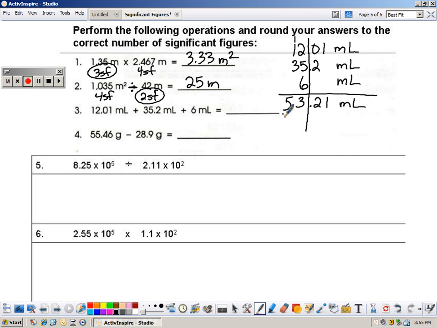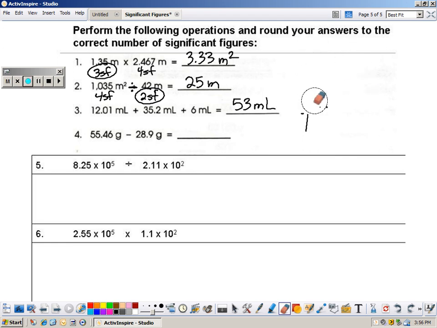So we know we're going to keep these two. We have to use the 2 to decide whether we round the 3 up or leave it. Okay, as we look at the 2, it's less than 5, so we have to leave the 53 a 53. The 3 stays the same. So 53 milliliters. So we rounded to the nearest whole number. Okay, so that's done. So we round to the lowest number of decimal places.